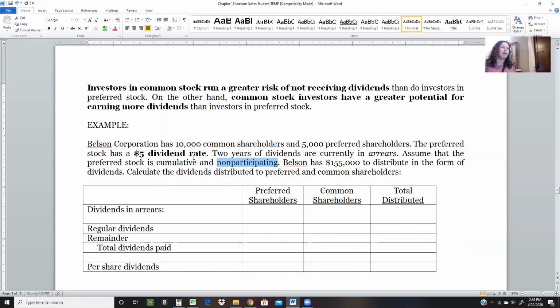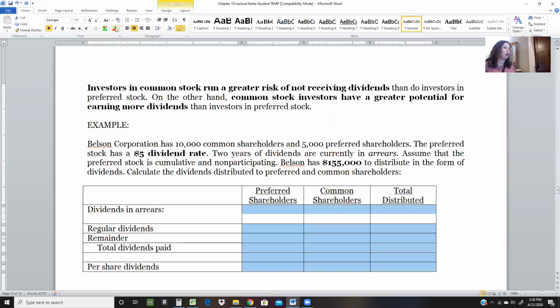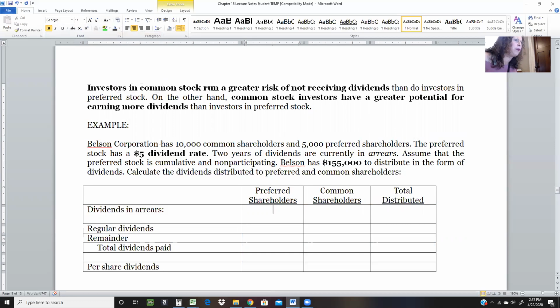So Belson has $155,000 to distribute in the form of dividends. So we have $155,000 worth to give out. Basically what we're going to do is take care of our preferred dividends first. Then if we have any money left over, we'll give it to the common shareholders. The first thing we have to figure out is how much money we need to give as dividends to the preferred stockholders.